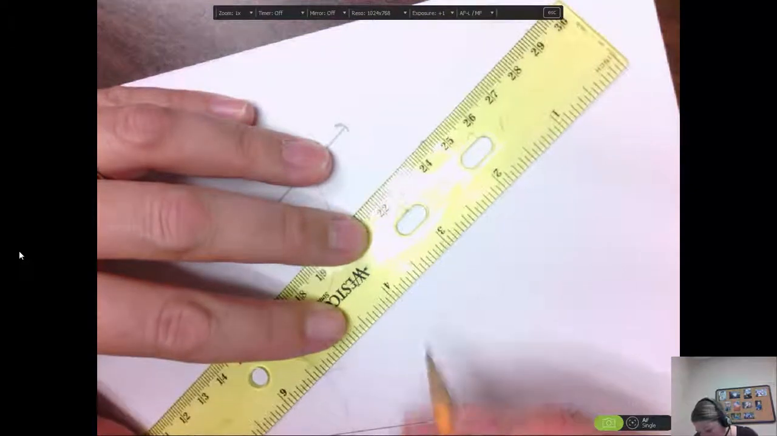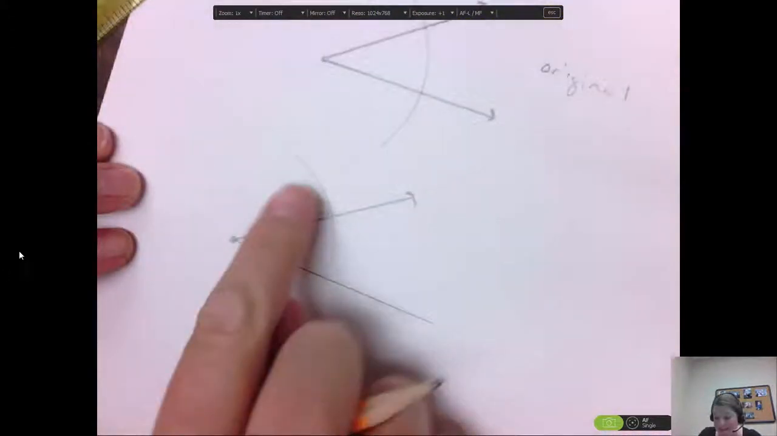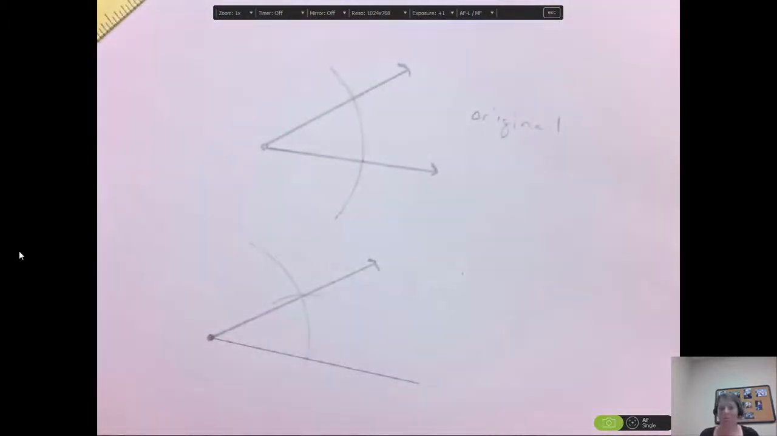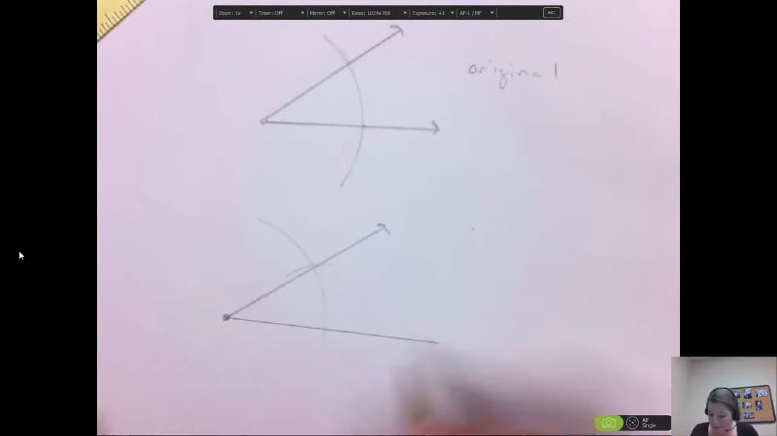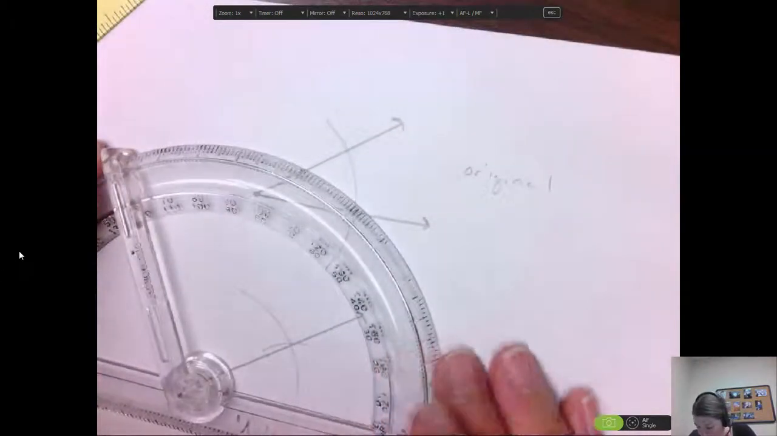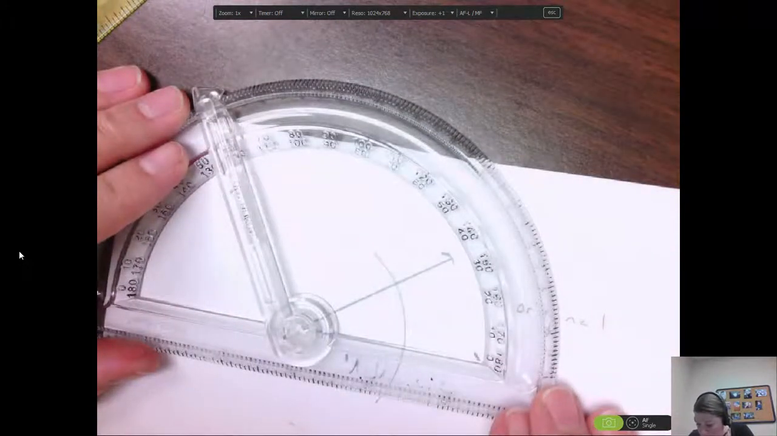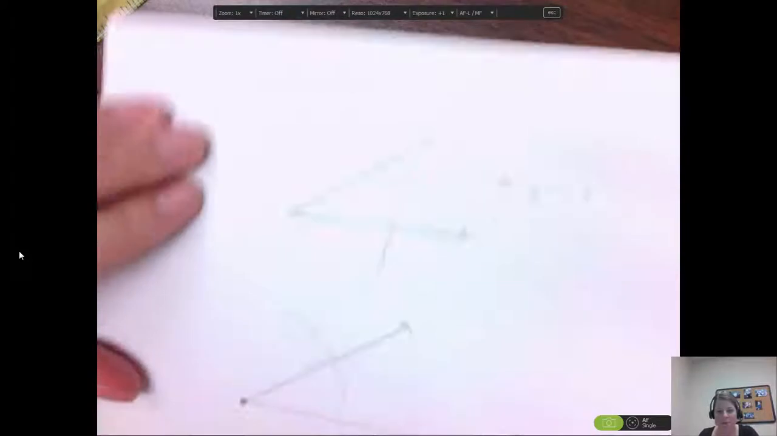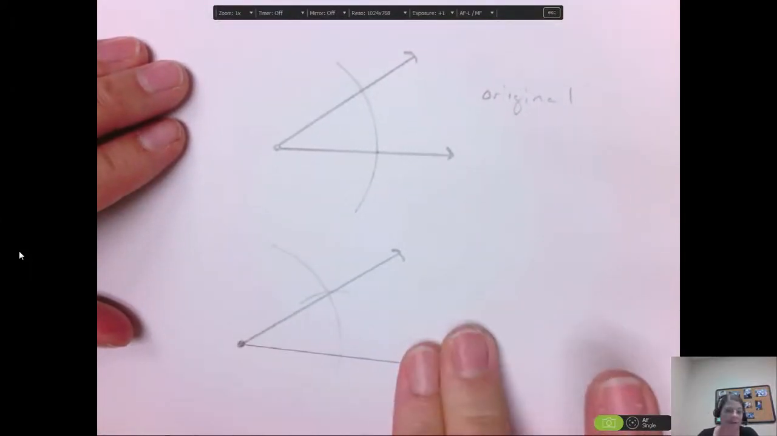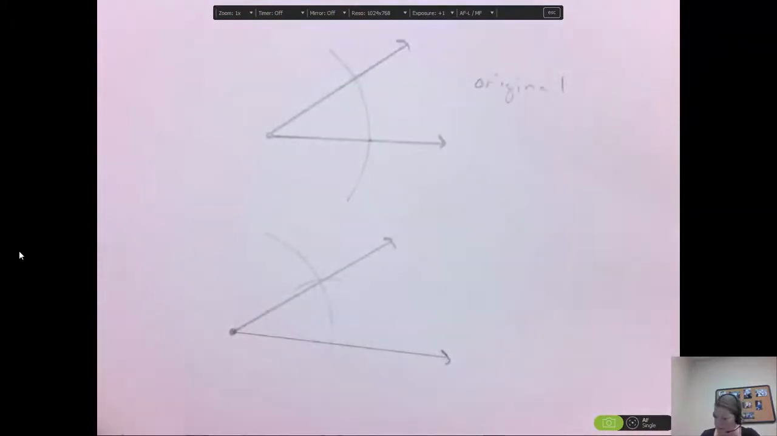So let's say I was going to test you on understanding a construction. I would need to see all of your arcs and the proof that you walked through the steps. So these are congruent angles, and we could double check that with our protractor. Looks like it's about 35 degrees, and that one's about 35 degrees. So we constructed a congruent angle. This one came out further, so it doesn't look as congruent, but they are.